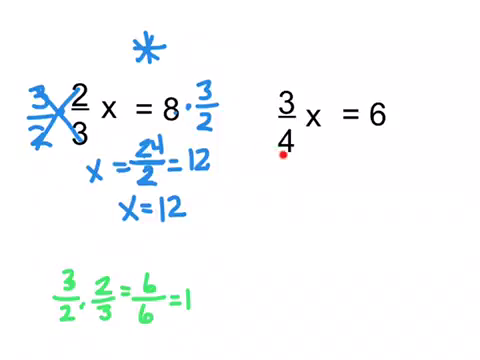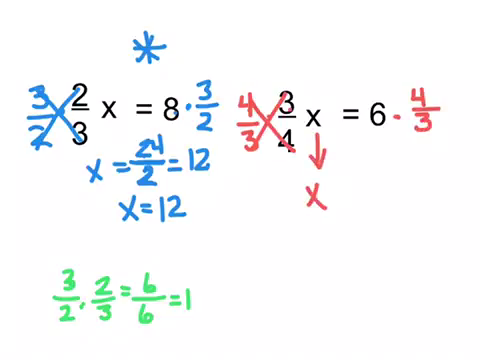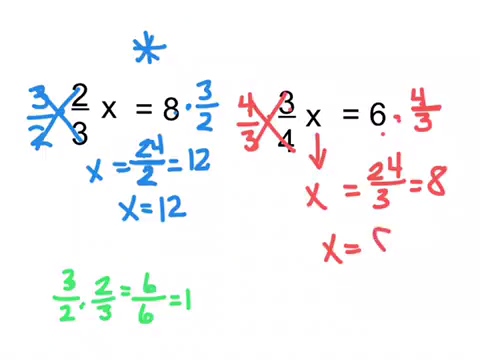Let's look at the second example. I have 3/4. So again, I need to multiply by 4 over 3. Four times 3 is 12, and 3 times 4 is 12. So these cancel. Multiply by 4 over 3 on this side. I'm left with x equals 6 times 4 is 24, divided by 3 is 8. So x equals 8.